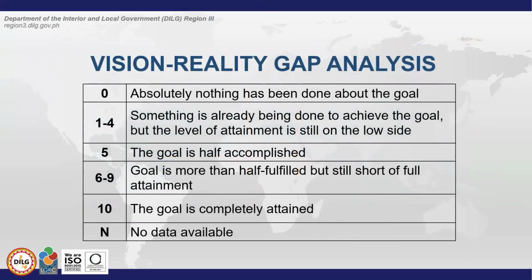Use the scoring parameters for column 3. 0 if absolutely nothing had been done about the goal. 1 to 4 if something is already being done to achieve the goal, but the level of attainment is still on the low side. A score of 5 if the goal is half accomplished. A score of 6 to 9 if the goal is more than half fulfilled but still short of full attainment. A score of 10 if the goal is completely attained. And letter N if no data is available.